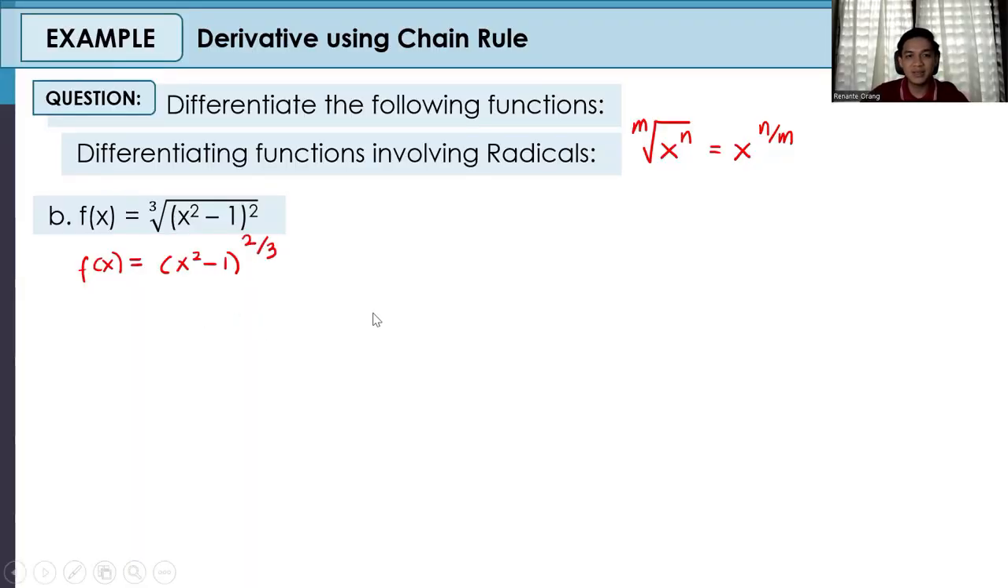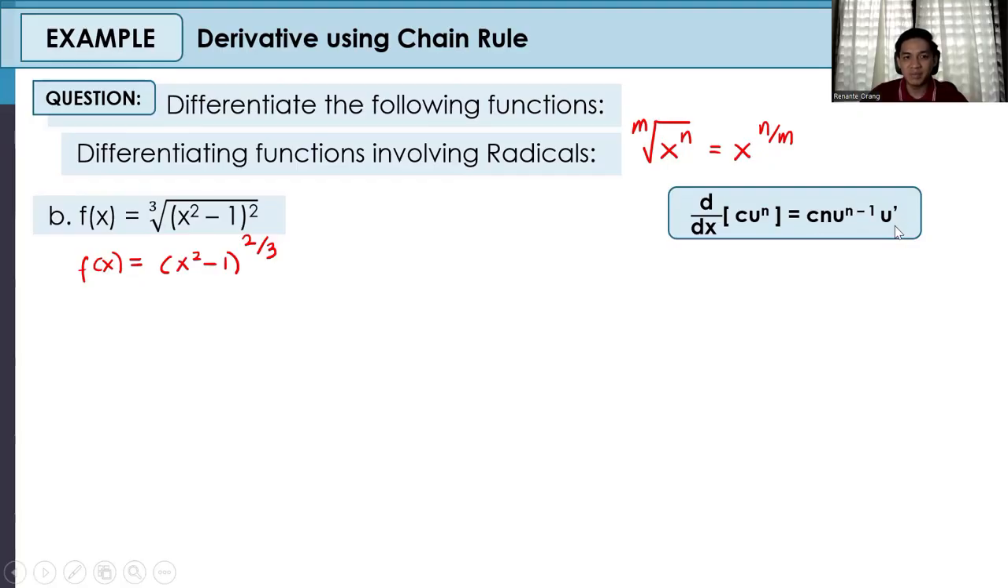So gagamitan natin siya class ng chain rule, that is the derivative with respect to x of constant c times u raised to n is equivalent to cn u raised to n minus 1 u prime. So the same process po kanina, yung ating u dito is yung may exponent, which is yung nasa loob, which is si x squared minus 1. Proceed po tayo sa kanyang derivative kasi kailangan natin si u prime.